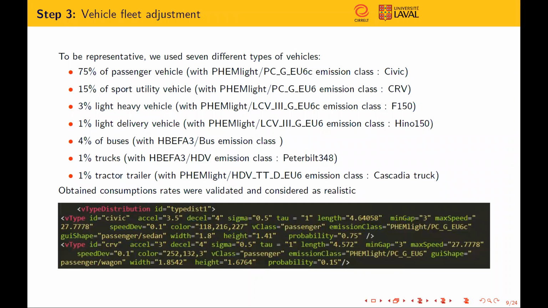In the next step, we obtain observations from the city, and the objective is to reproduce the kind of vehicles that are traveling in the city. So we use 7 different types of vehicle as well as their emission class. So we try to be as close as possible to the type of vehicles that are on the road network.